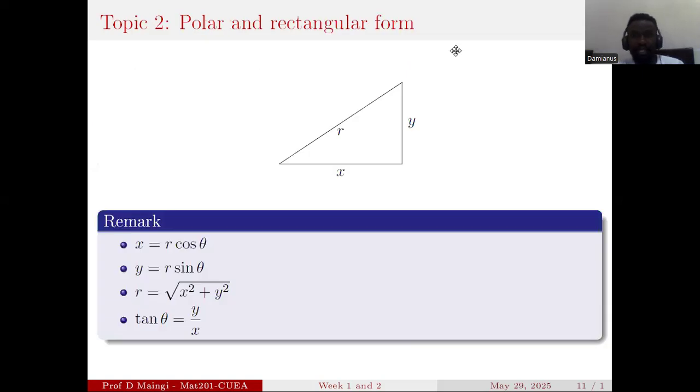Anyway, so this is the next one now. And what we want to talk about, I will talk about what we call polar and rectangular form.